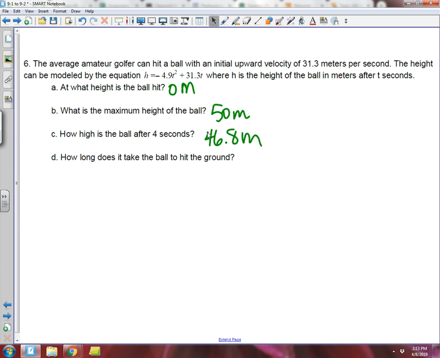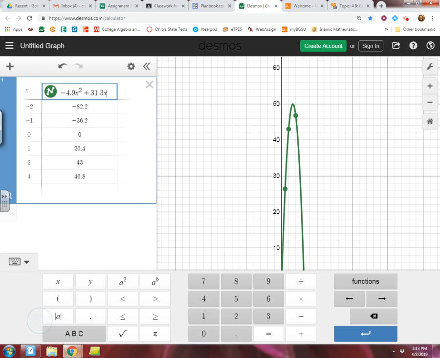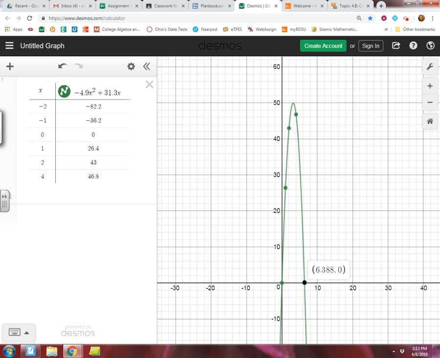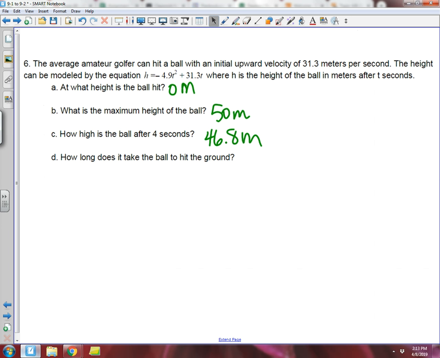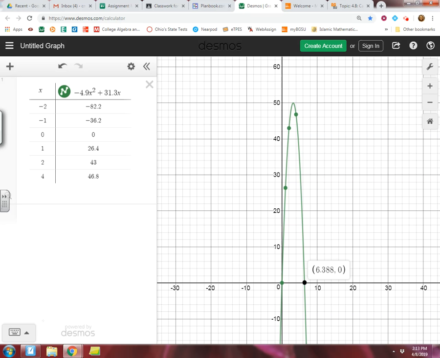How long does it take the ball to hit the ground? 6.4, she says, which would be right there. 6.4. Question, how long does it take to get to the highest point? I think it should be 3.2. That would be up here, wouldn't it? Wouldn't that round to 3.2?